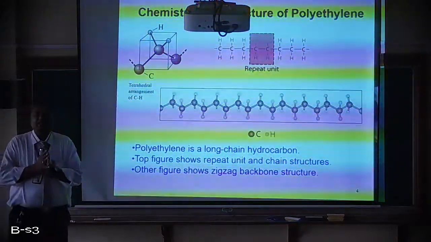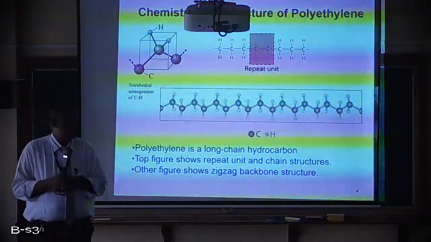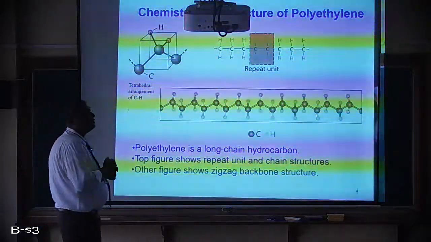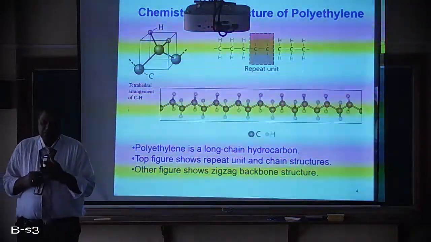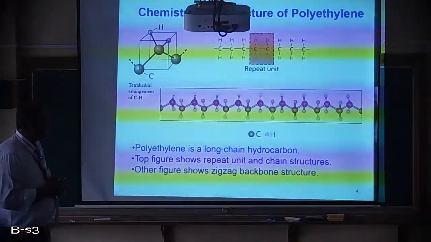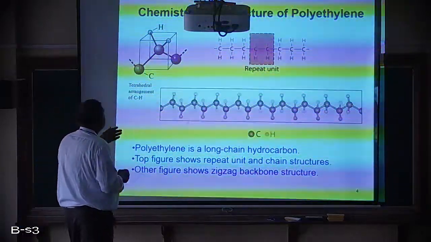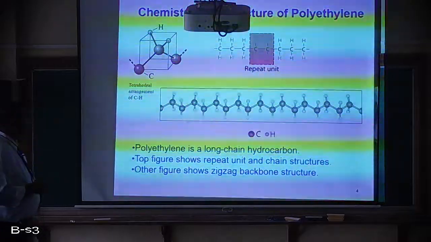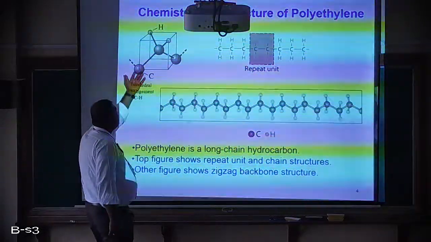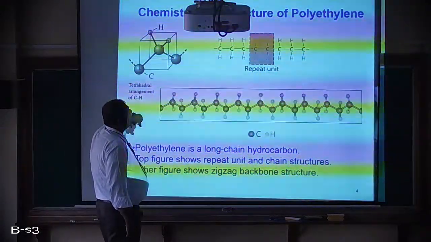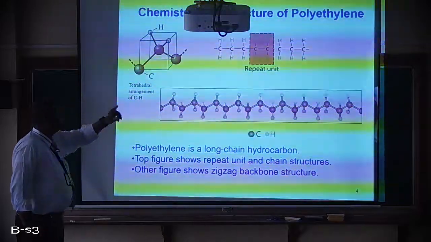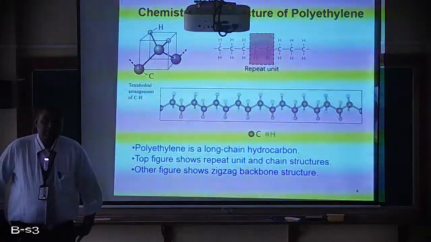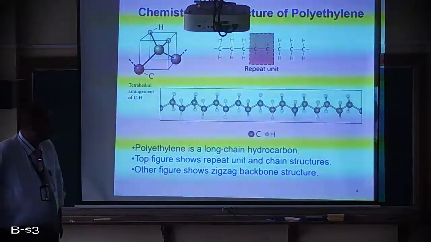Now you can see the chemistry and structure of polymers. Here, for example, I have taken polyethylene as a material, just for a simple understanding of the chemistry behind this. Now you can see the tetrahedral arrangement of carbon and hydrogen. All these are carbon atoms and the smaller ones are the hydrogen atoms. Now you can see one carbon atom is surrounded by two hydrogen atoms.